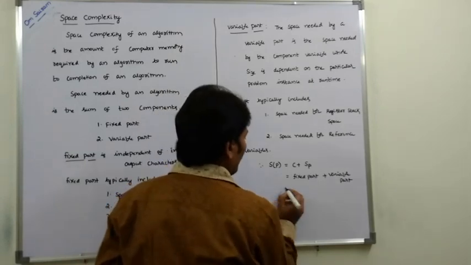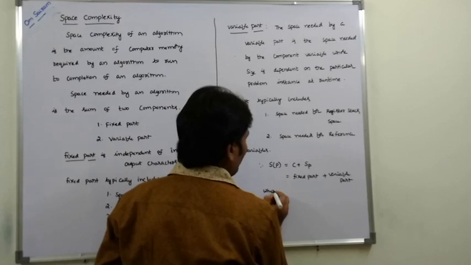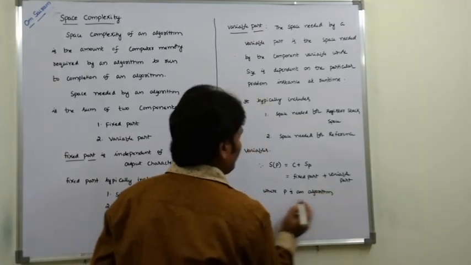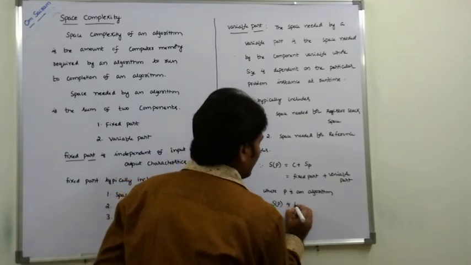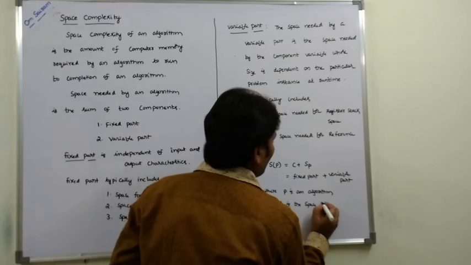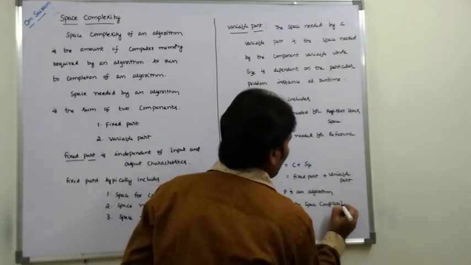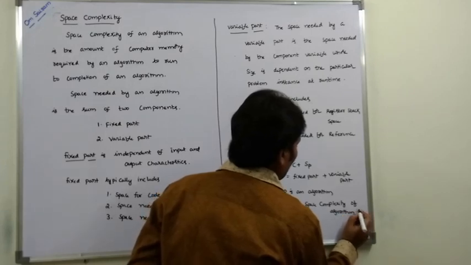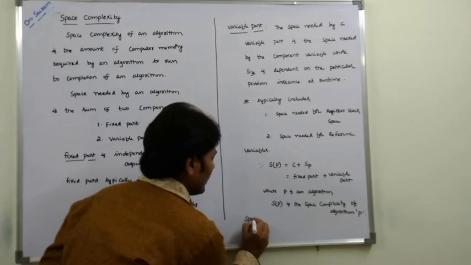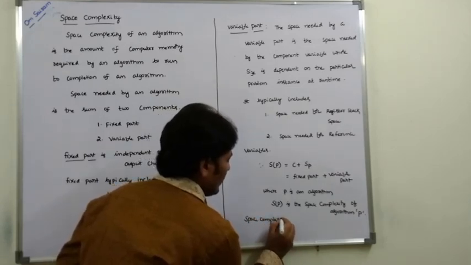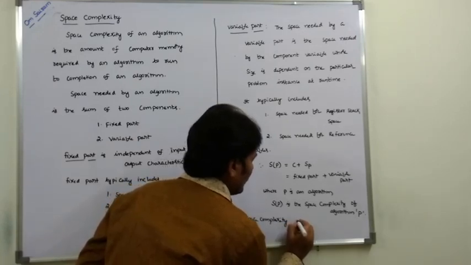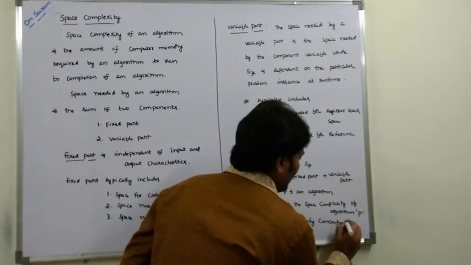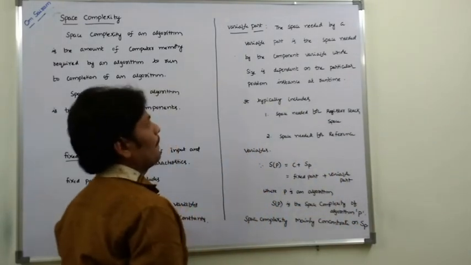Where P is an algorithm, S of P is the space complexity of algorithm P. So space complexity mainly concentrates on S suffix P.